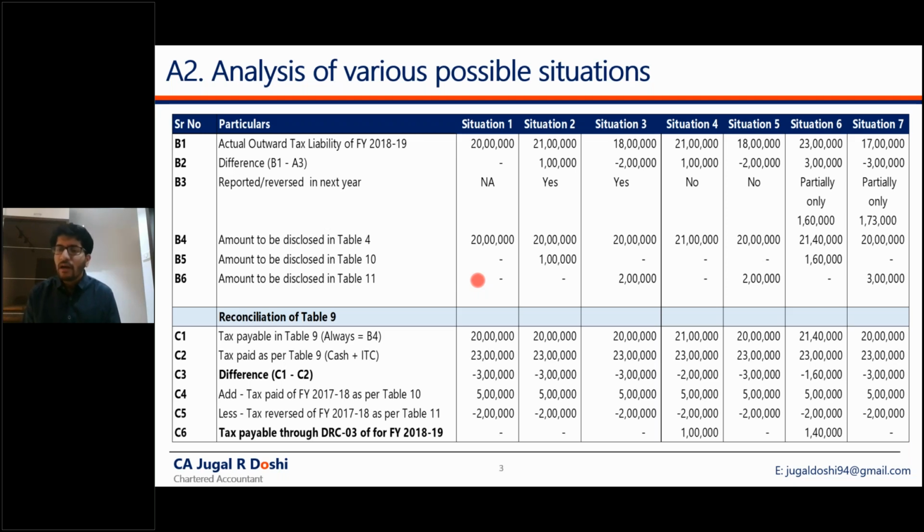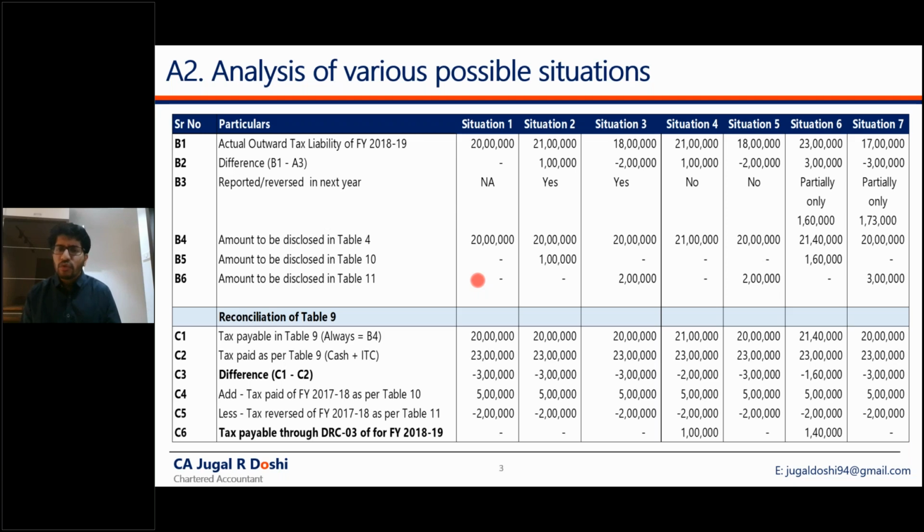Situation 2 and situation 4 are the same. The minor difference in both of them is that in situation 2, I have reported this additional 1 lakh through GSTR 3B of FY 19-20, and I have already paid tax on the same. In situation 4, I have not yet discharged my additional tax liability of rupees 1 lakh through GSTR 3B of FY 19-20. So in situation 2, I will disclose rupees 20 lakhs in table 4 and rupees 1 lakh in table 10. Table 10 deals with supplies declared through amendments in the next year, that is FY 19-20.